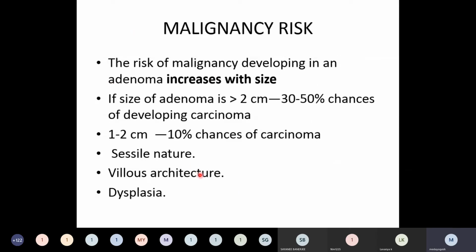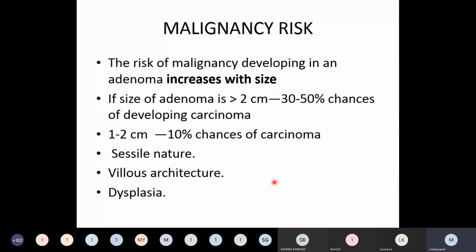So what about the risk of malignancy in these adenomas? Yes, of course, there is a possibility of occurrence of malignancy in these polyps. The risk of malignancy depends on the size of the polyp and the nature and microscopic features of the polyp. Coming to the size, if the size of the adenoma is more than 2 centimeters, the chances of developing carcinoma are high, around 30 to 50%. Whereas if the size is around 1 to 2 centimeters, it is just around 10%, and if it is less than 1 centimeter, it's less than 5% chance of carcinoma.